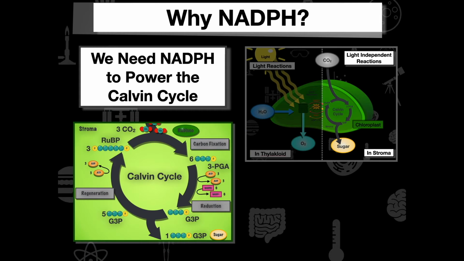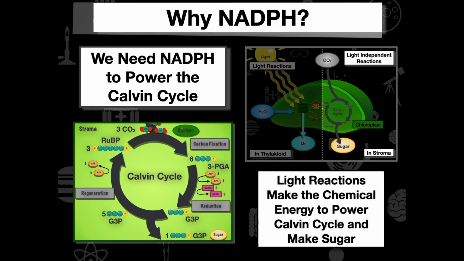So what we're going to be looking at is something similar to what we were looking at for cellular respiration. We're looking at NADPH. Well, why do we need NADPH? Well, we need it in order to power this system that we're going to learn about called the Calvin cycle. And we're going to need ATP and NADPH to do that. In order to make the light-independent reactions occur, the light reactions make the chemical energy to power this Calvin cycle, which is eventually going to go through and make the sugar.